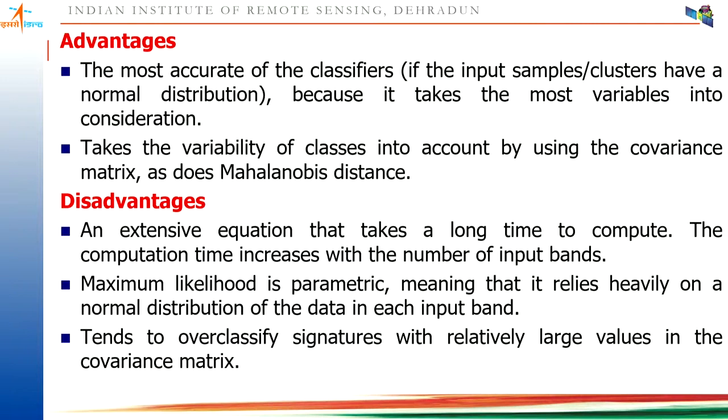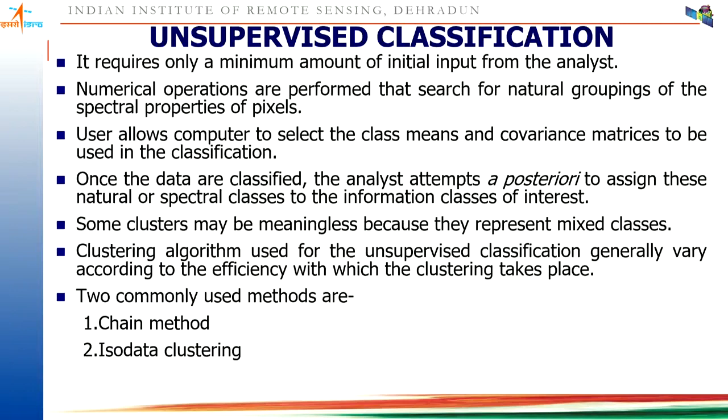The advantage is that it is the most accurate classifier, and it takes into account all the parameters that are there: mean, standard deviation, covariance matrix. It is an extensive equation which requires a long time to compute, and the computation time increases as we go on increasing the number of bands. Again, the problem of overclassification of signatures with large values in the covariance matrix is there. But so far in supervised classification algorithms, this is one of the best algorithms.